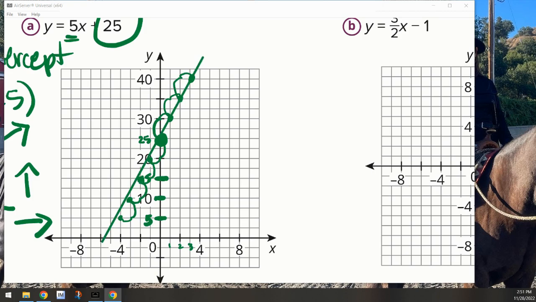Oh, that was horrible. See if I can do better with this one. There we go. And there we have it.